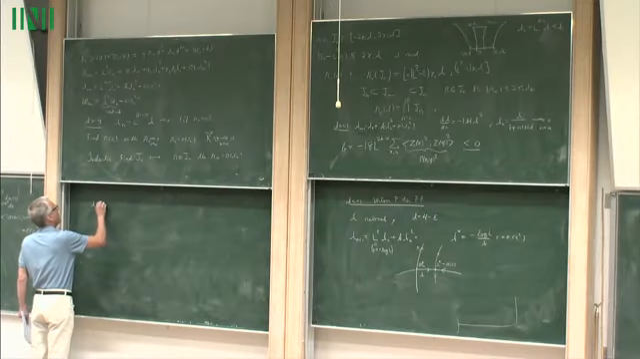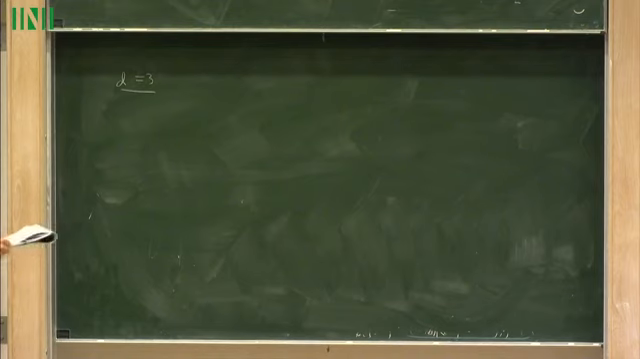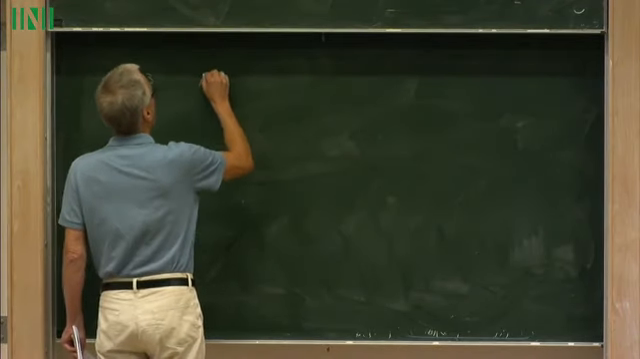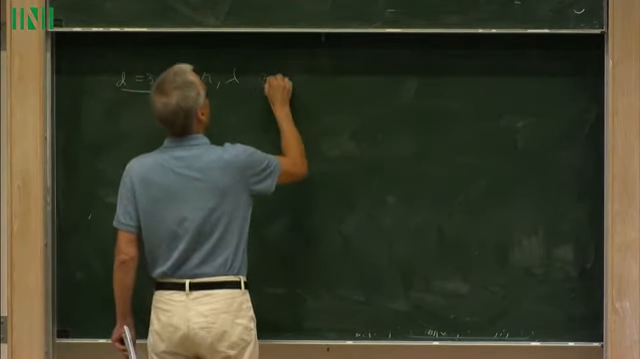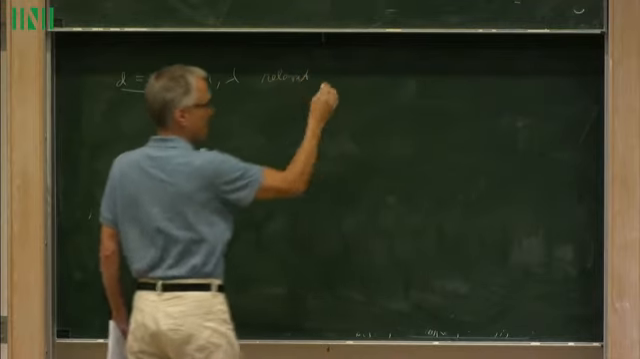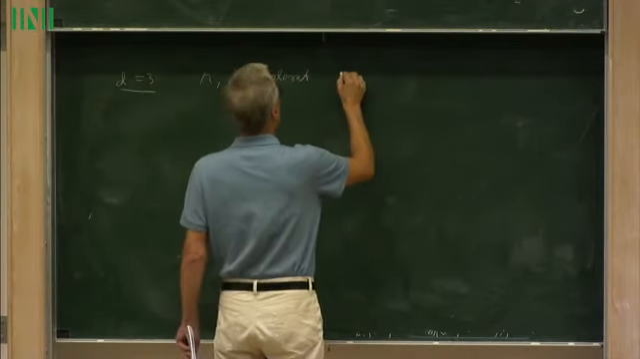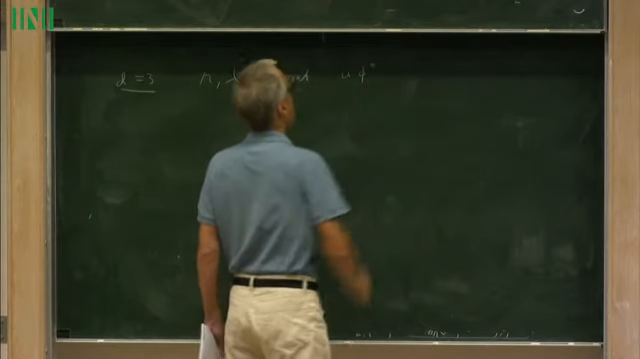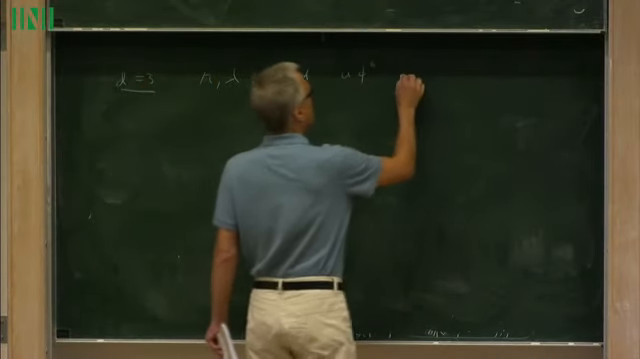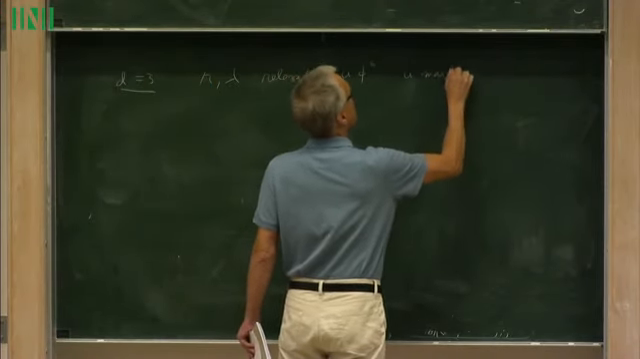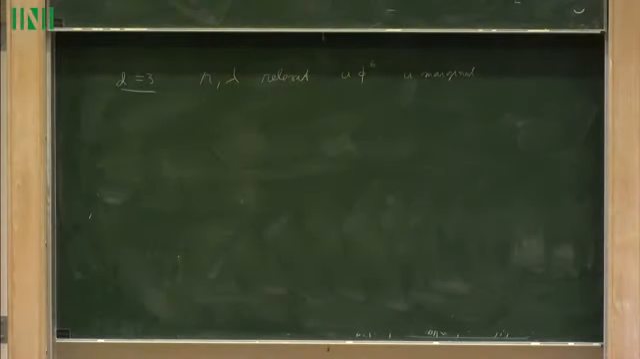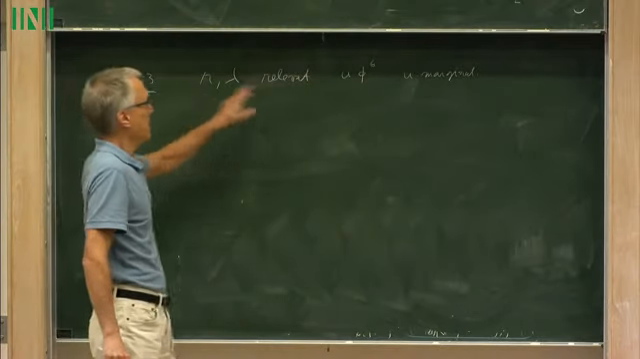What about d equal 3? You can still study it. We have these two, r and lambda, which are relevant, like we noticed. But then there is also, what should I call it, U, phi 6, and U is marginal. It's very similar to 4 dimensions where we had one relevant and one marginal.